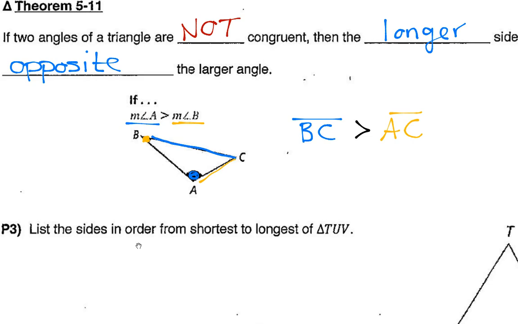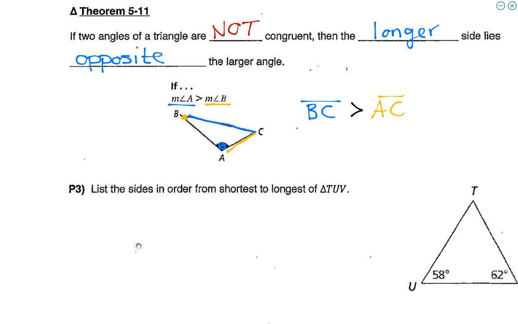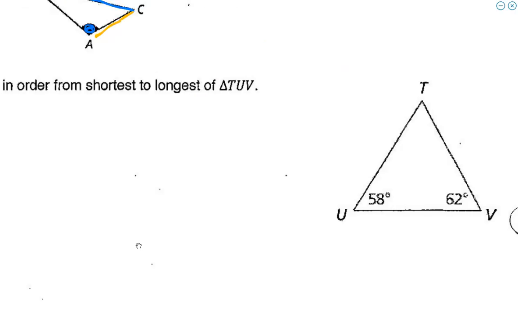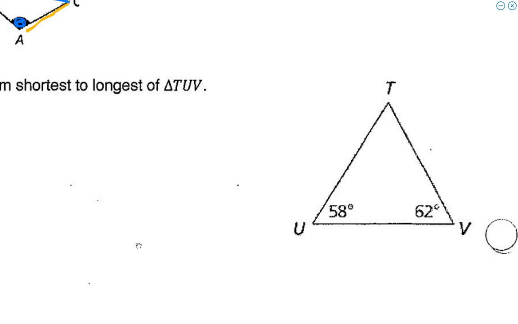BC and AC. So look at that idea of opposite sides. List the sides in order from shortest to longest. Right now we only see two angles, so we can distinguish between those two, but we also have one that is missing. Since all the angles of a triangle should add up to 180, that means T is going to equal 60.